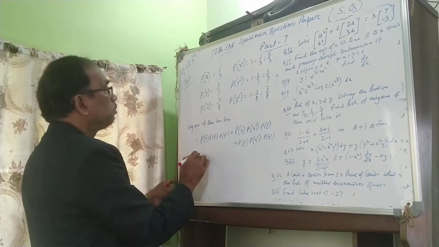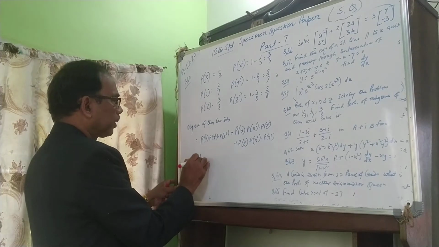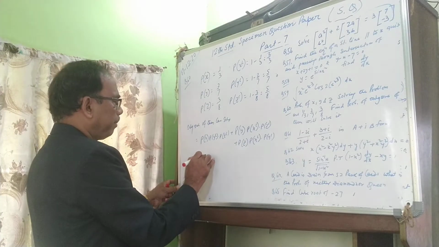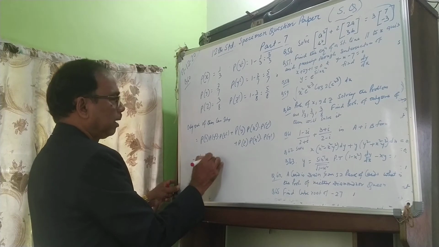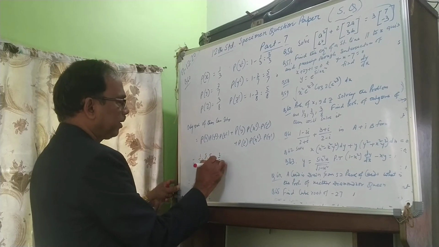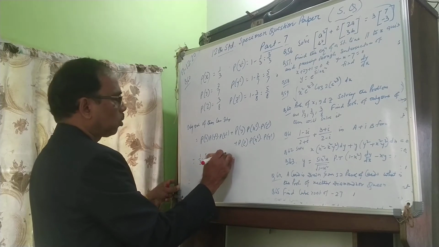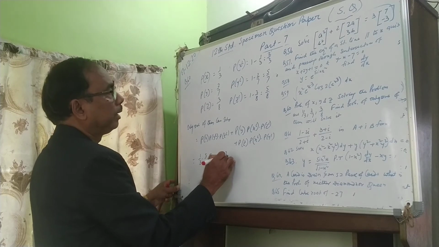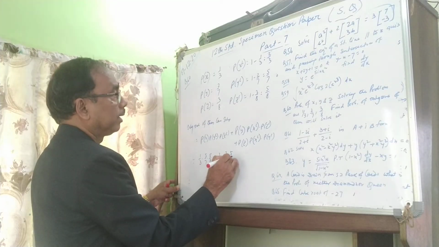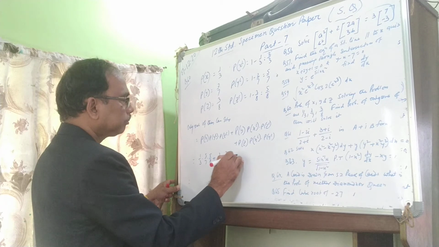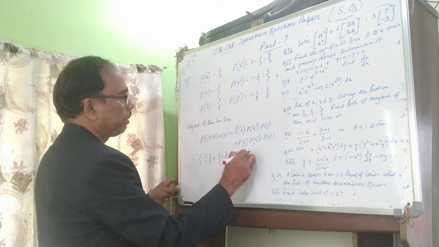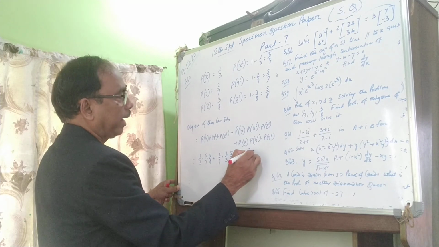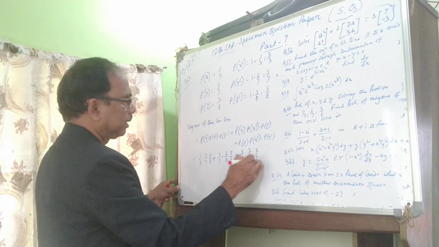Putting in the values: P(x) is 1/3, P(y complement) 5/7 into 5/8. P(y) is 2/7, P(x complement) 2/3 into 5/8. P(z) is 3/8, x complement 2/3 and y complement 5/7.